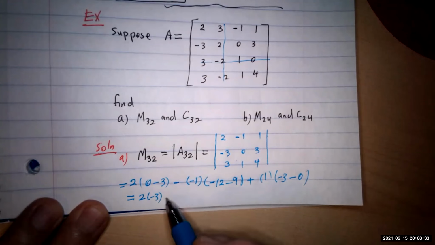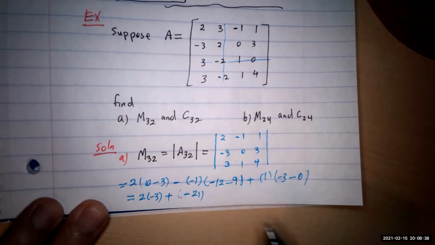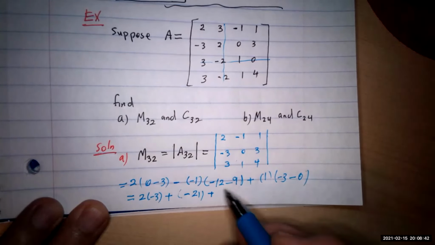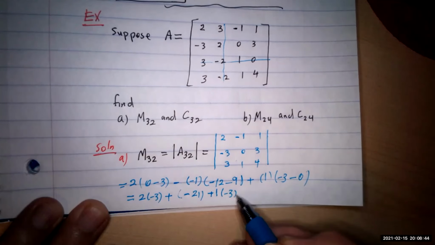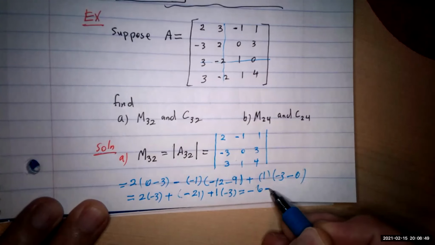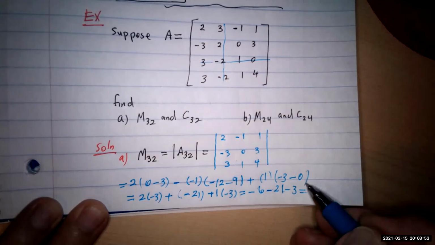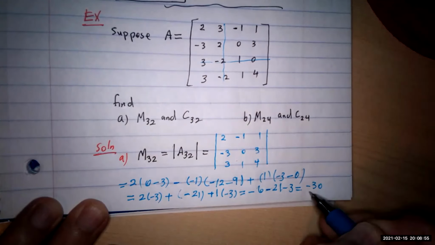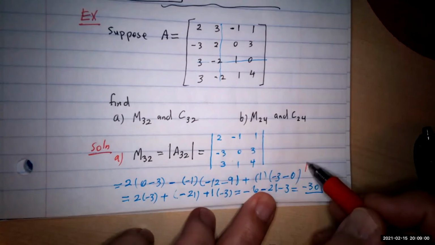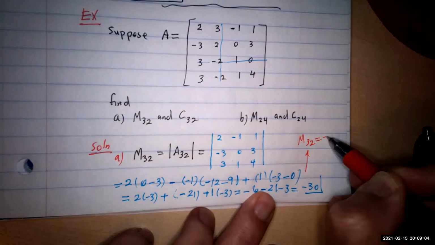Inside that gives you -21, and this would be just a positive, 1 times -3. So the result is going to be -6, -21, -3. The answer would be -30. So M32 is -30.